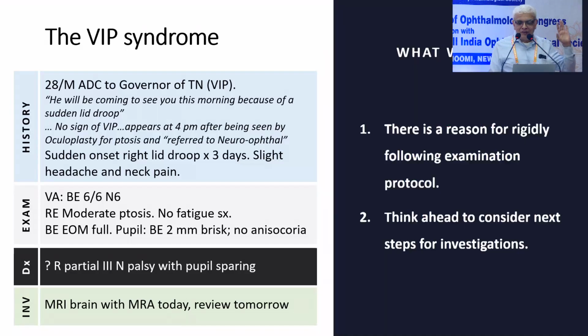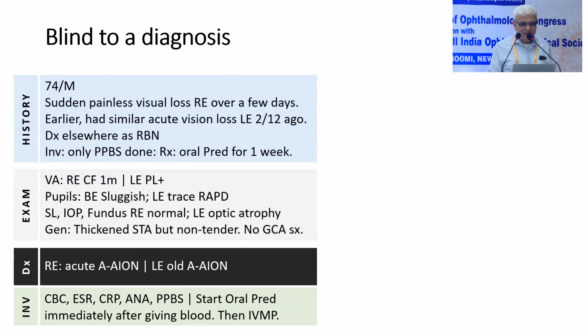Okay, so there is a reason why we follow a protocol. It makes an ordinary ophthalmologist a good one, and a good ophthalmologist a great one, if you just follow the steps. And it's worthwhile in this case. I always go back and think, how did I diagnose this patient with leukemia with a ptosis? And the thing is, you thought a little ahead and said, okay, let's do this as well in the investigation. Simple investigation.